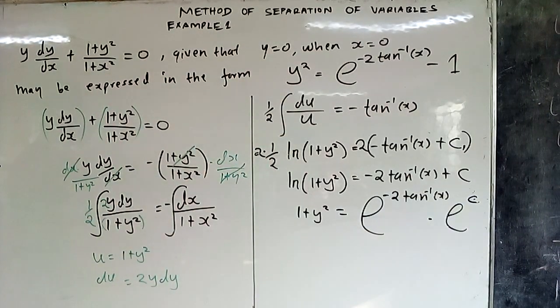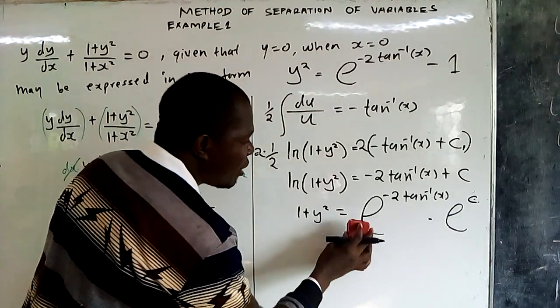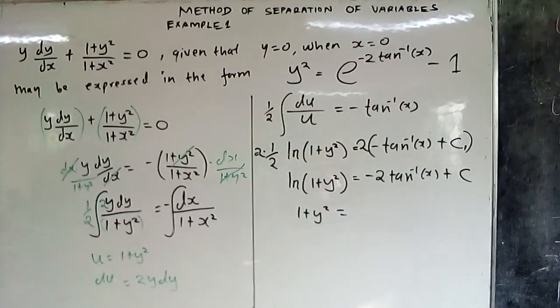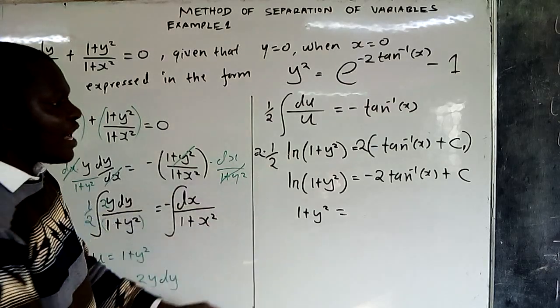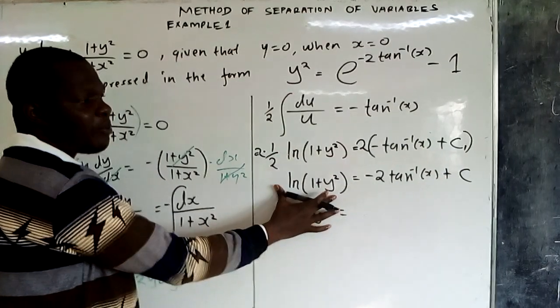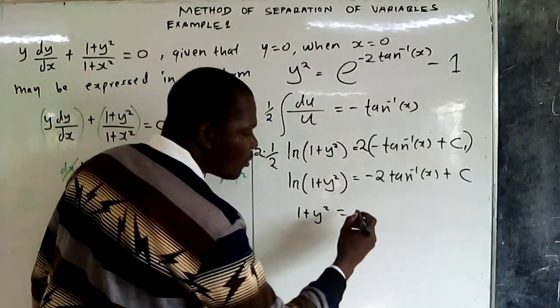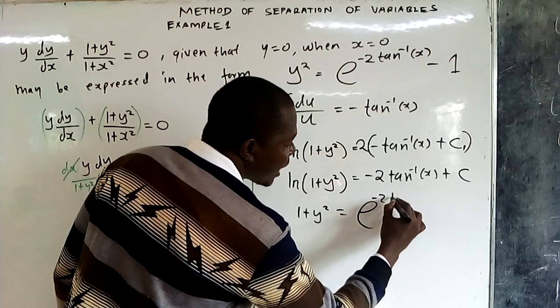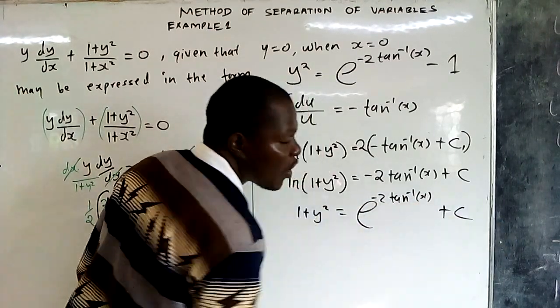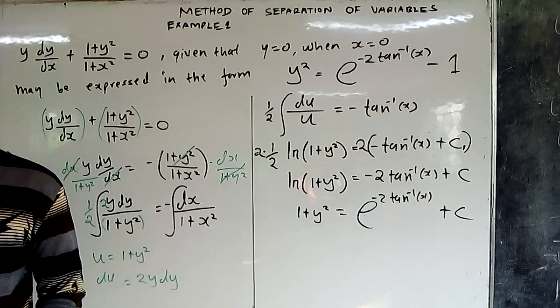You can let exponential c be another constant. Another thing you need to note, or the best way to do that if you don't get confused: since a constant is a constant, and on this side we have tan inverse and on this side the Napierian logarithm, you can just let that c stand on its own, so this is now exponential negative 2 tan inverse of x plus the constant, to make work easier for you.